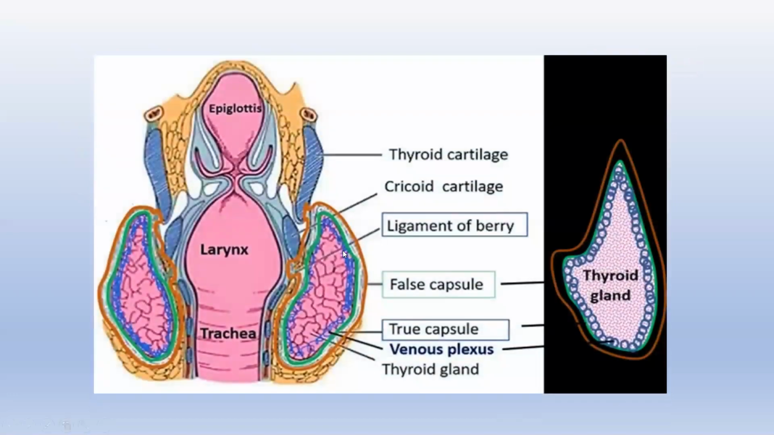See, this is the thyroid gland. The gland is cut open and seen. Here is the false capsule. The false capsule is thin along the posterior border. In the anterior border, it is thick and forms the suspensory ligament of Berry, which connects the gland to the cricoid cartilage. And inside there is the true capsule. Inside the true capsule, there is a deep capillary or venous plexus. So this is about the capsules or coverings of the thyroid gland.